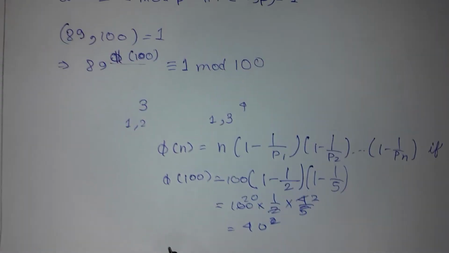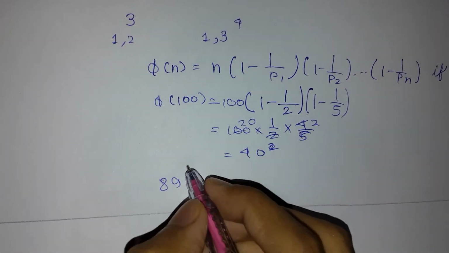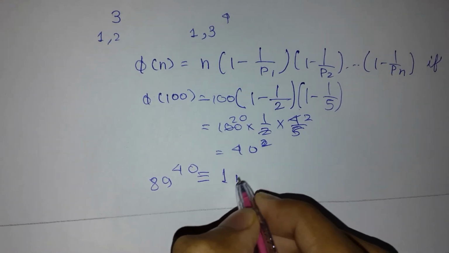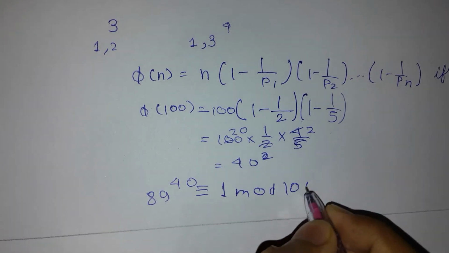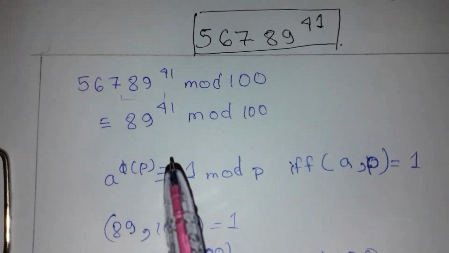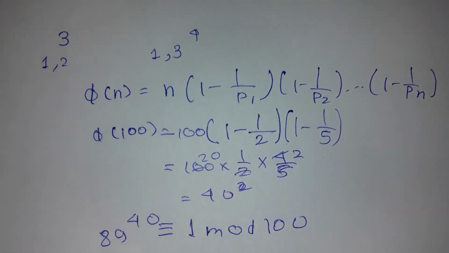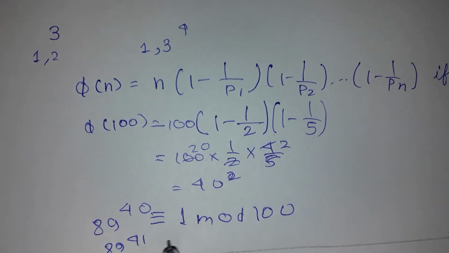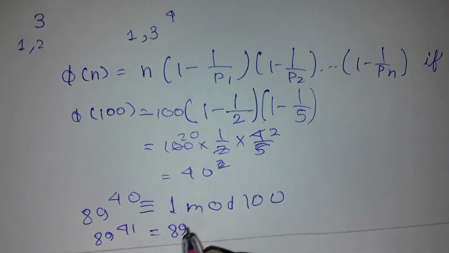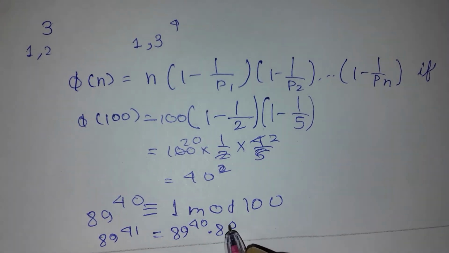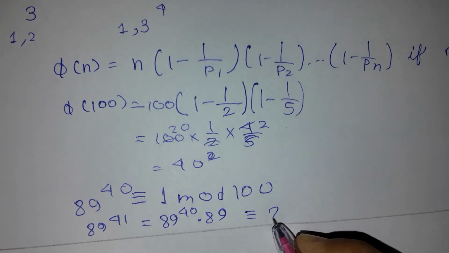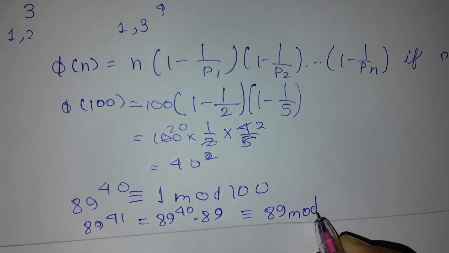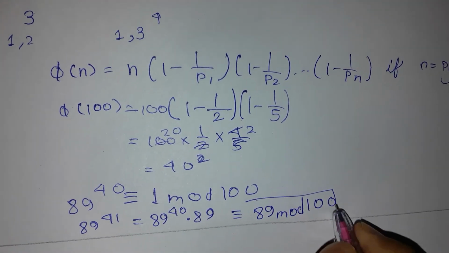So I can say 89 to the power phi of 100, which is 40, is congruent to 1 mod 100. Now what we need to find is 89 to the power 41. Given that, 89 to the power 41 is simply 89 to the power 40 times 89, which is equal to 89 mod 100, and that's the solution.